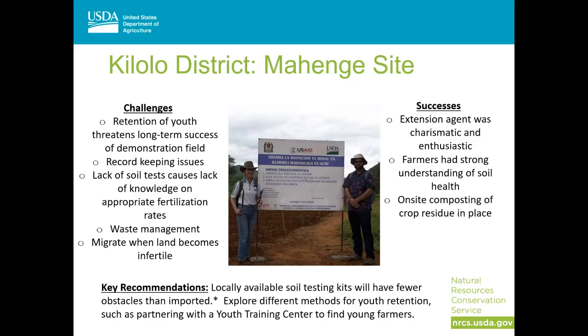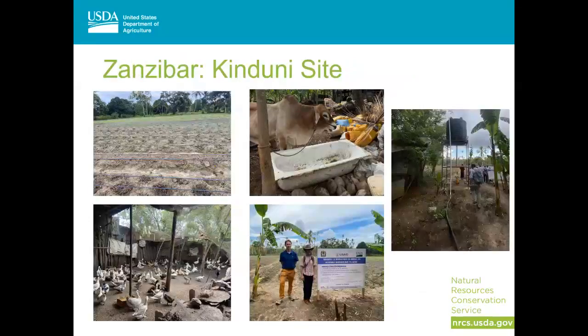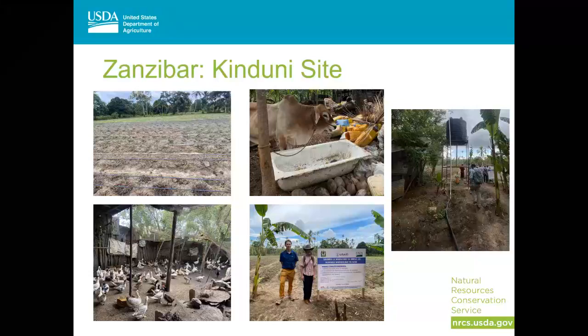Also, recommendations here were exploring different methods for youth retention. And one idea there was partnering with a youth training center such as Bihawana, which I just talked about, to find young farmers. So maybe they graduate at Bihawana and one of the 70 farmers from that youth training center could come to this site and help out and bring some energy and bring some new people in. So those sites were all sites that we visited on the mainland. And then the rest of them that I'll show were from Zanzibar.